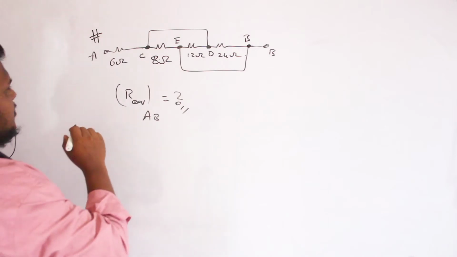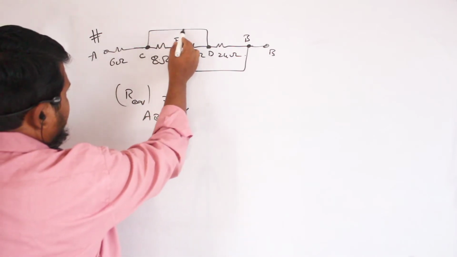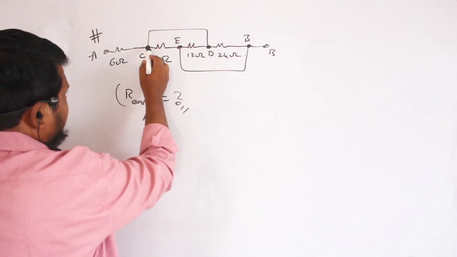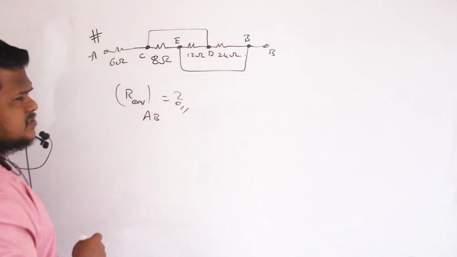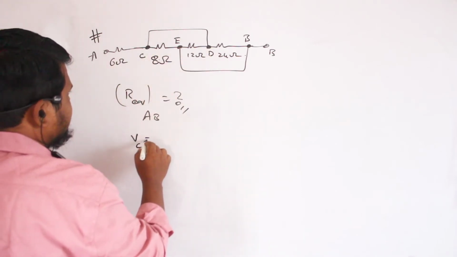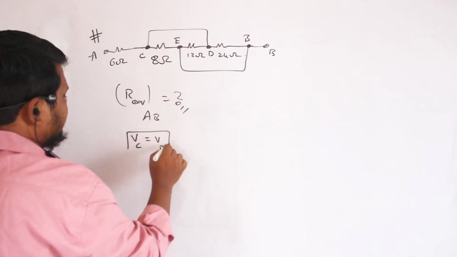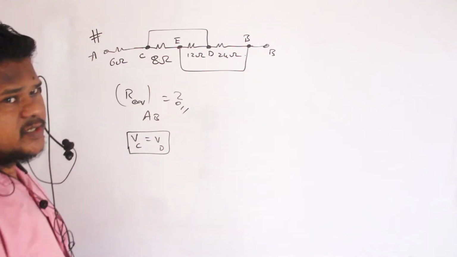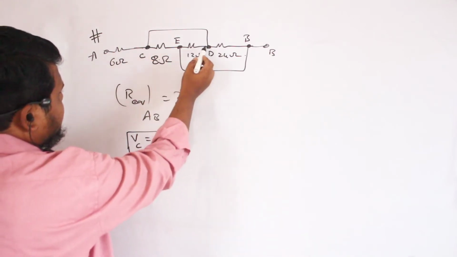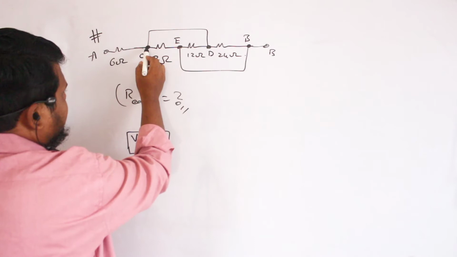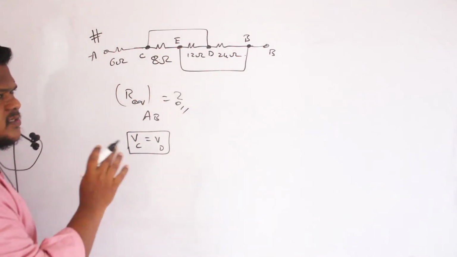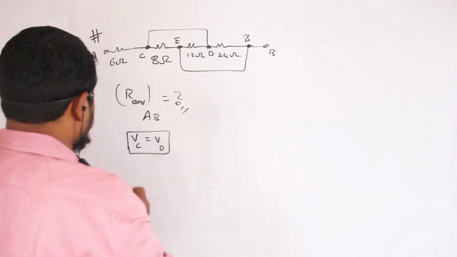Okay? Now, here, points C and D. Is there any resistance in between? Points C and D, there is no resistance. So definitely I can say points C and D are at the same potential. So VC is equal to VD because they are short circuited here. Clear? So therefore, one end of this resistor, one end of this resistor, one end of this resistor, all of them are connected at the same potential. Clear? So how can I redraw this circuit?